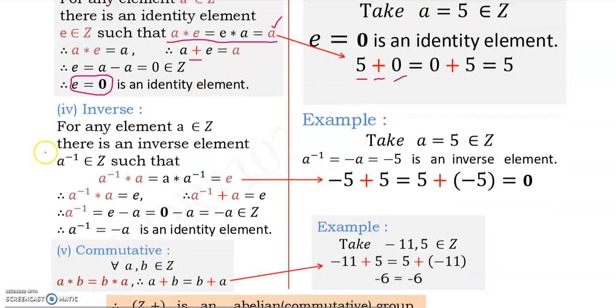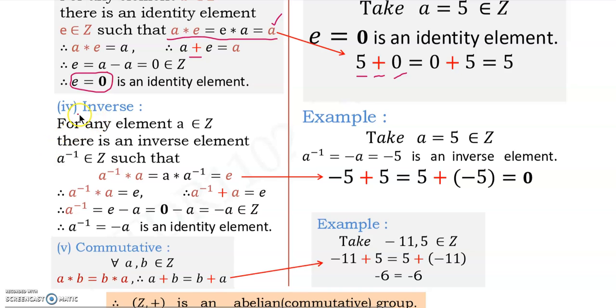Now next, the inverse property. What is the inverse property? The inverse property is nothing but we are going to find the inverse of each element in the given set Z under the binary operation plus. Now I take A as any element. Then there is an inverse element A inverse, but what is that inverse? We have to find it. See the condition. This is the rule: A inverse star A is equal to A star A inverse is equal to E.